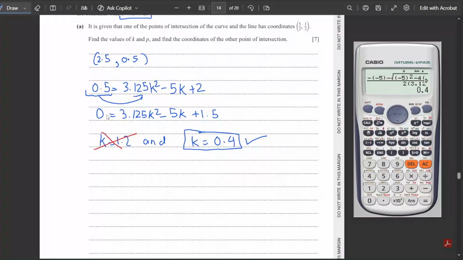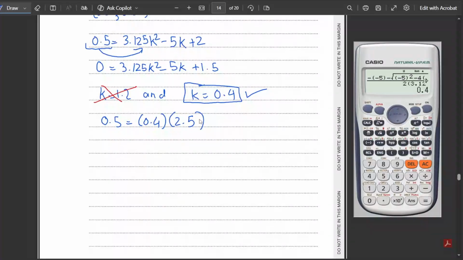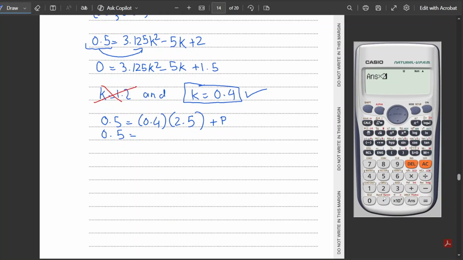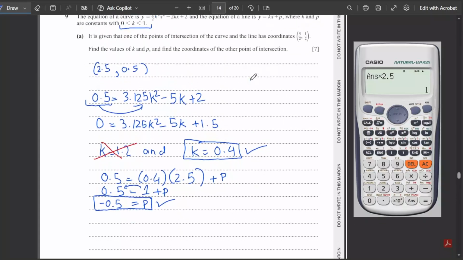So let's do that. We have y as 0.5, k as 0.4, x as 2.5, and then we have plus p. So this is going to be 0.5 equals 0.4 times 2.5. So that's 1 plus p. Now we rearrange this equation, send this 1 to the other side. It's going to become a minus 1. So 0.5 minus 1 is going to be minus 0.5 equals p. This right over here is your value for p. So now we have the value for k, and we have the value for p.